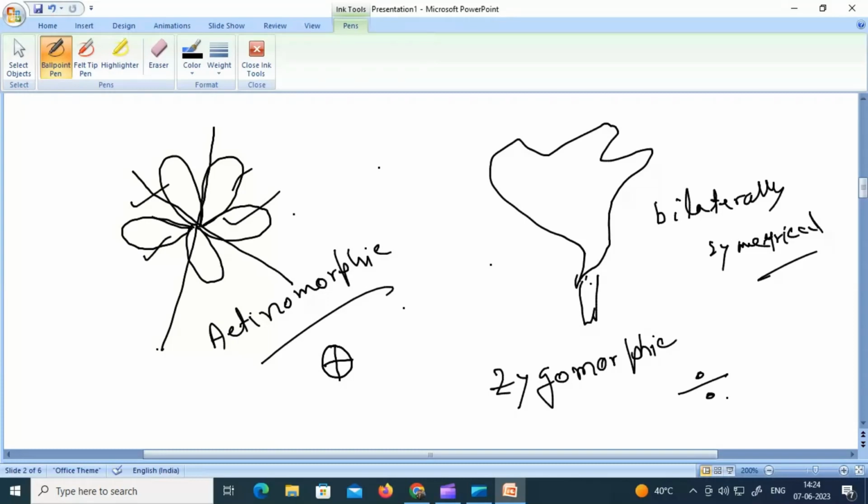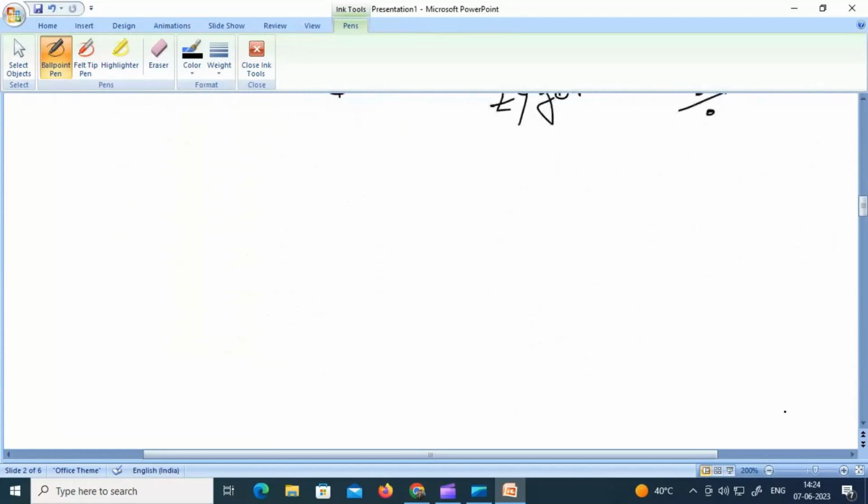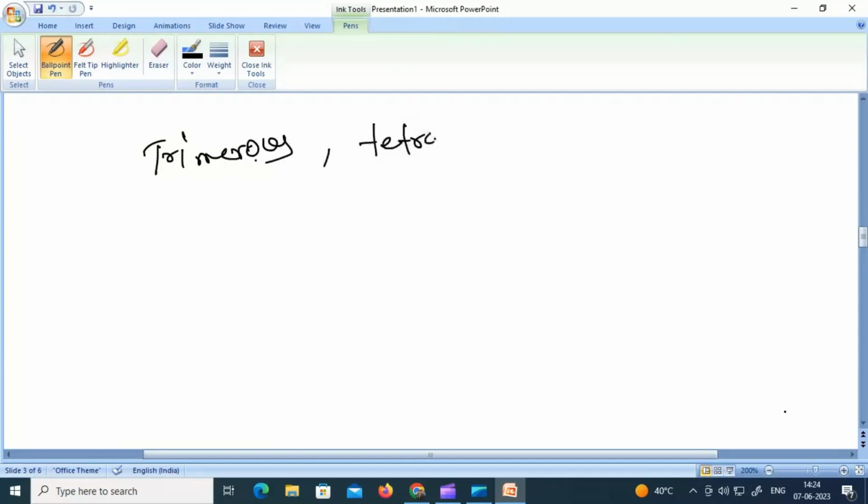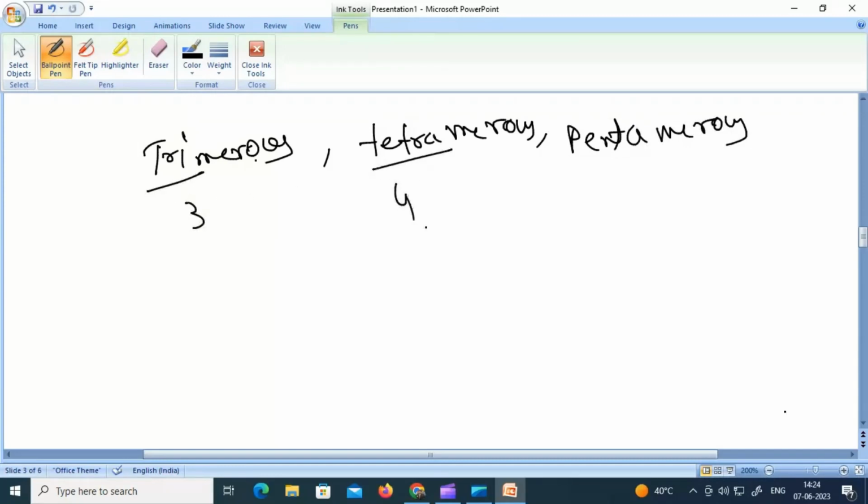Then the next term given is that the flower may be trimerous, tetramerous and pentamerous. These three terms are given: trimerous, tetramerous and pentamerous. So tri means 3, tetra means 4, penta means 5.